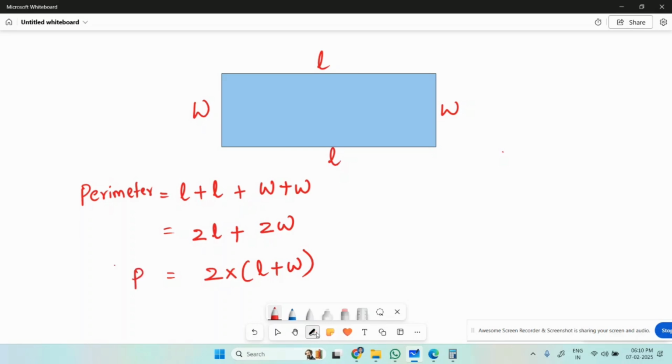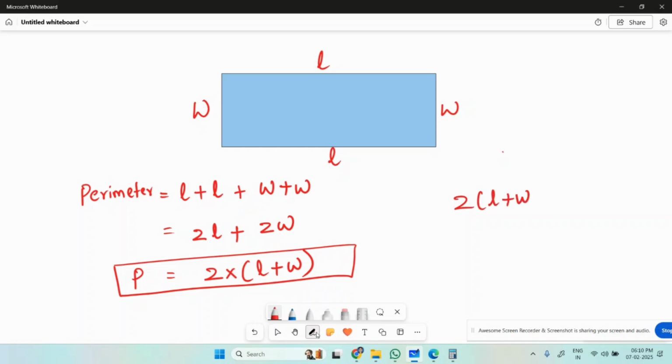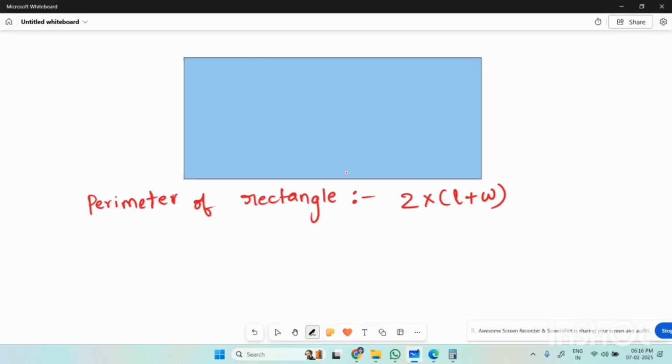So this is the perimeter of a rectangle formula. 2 times (length plus width) is the formula for the perimeter of a rectangle. Okay. Let's solve some questions on the perimeter of a rectangle.